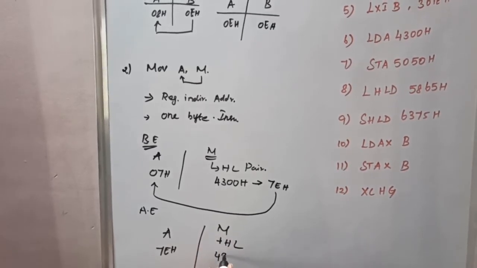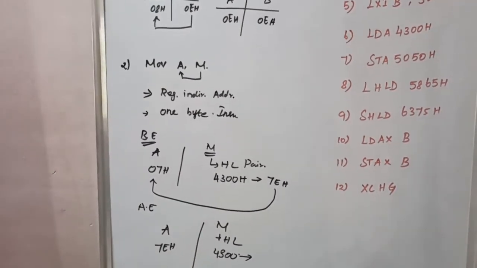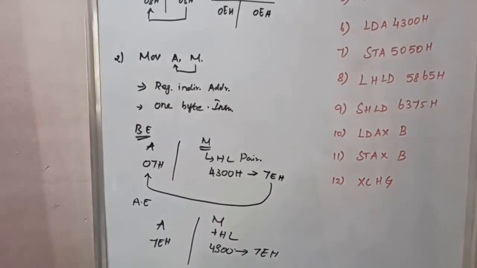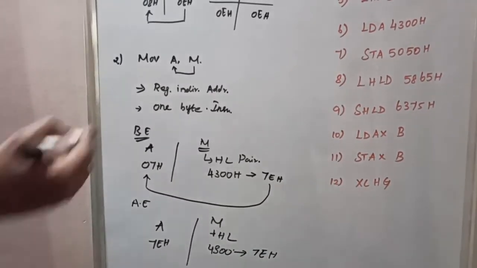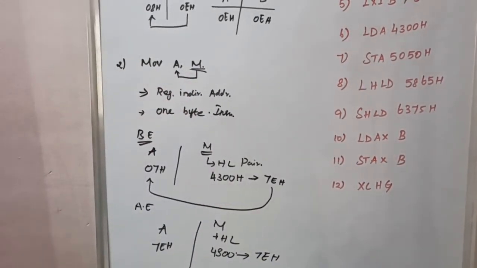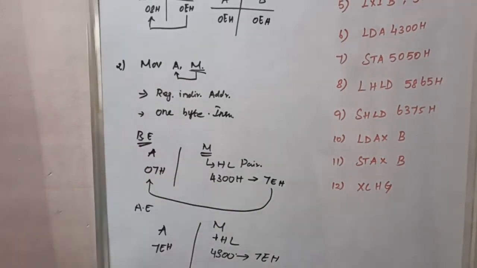The HL pair first specifies the memory location. In this location, whatever value is present, 7EH, is maintained as it is. So that is an example of MOV A, M. M means the memory location, which holds the HL pair register value. The HL pair specifies the memory location.